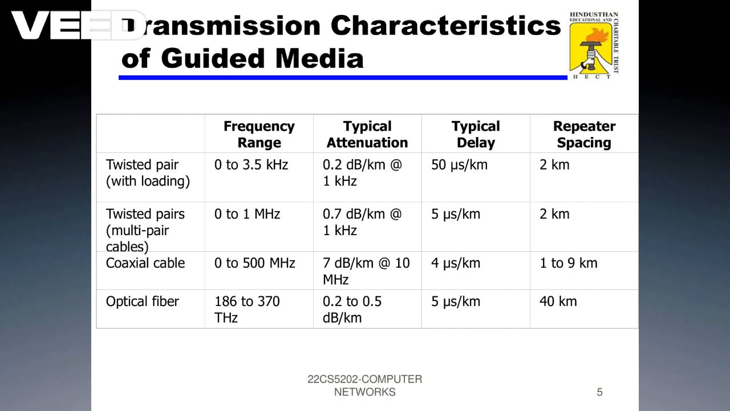For coaxial cable, 0 to 500 megahertz, the typical attenuation is 7 dB, delay 4 microseconds, and repeater spacing 1.9 kilometers. Optical fiber cable has 186 to 370 terahertz, attenuation 0.2 to 0.5 decibels, typical delay 5 microseconds, and repeater spacing 40 kilometers. So when comparing these three, optical fiber is the most optimal.